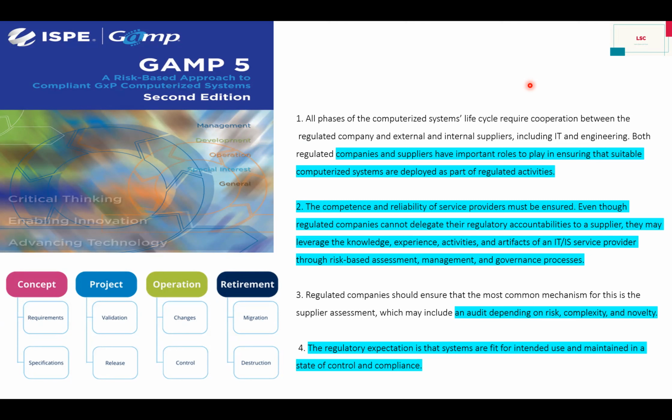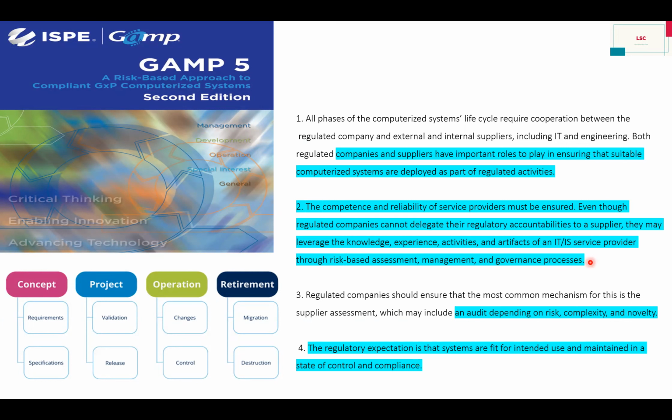The activities of the supplier are important because ultimately the knowledge of the supplier and the activities of the supplier are going to impact the compliance of your GxP computerized system. The competence and reliability of the service provider must be ensured. Even though regulated companies cannot delegate their regulatory accountability to the supplier, they may leverage the knowledge, experience, activities, and artifacts of the IT or IS service provider through risk-based assessment, management, and governance processes.